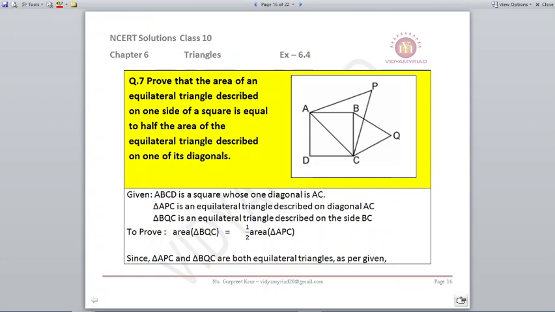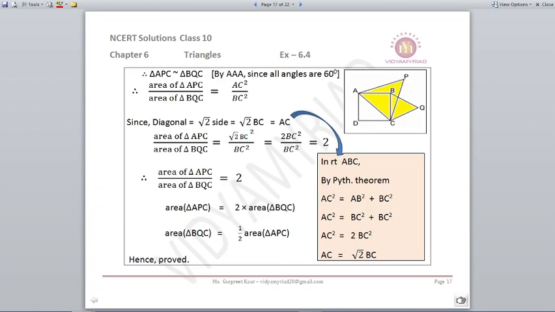We are already told triangle APC and BCQ are both equilateral triangles, which means they both are similar triangles. All the angles will be 60 degrees by AA criteria, which means their areas will be in the ratio of the square of the corresponding sides. So we can say that area of triangle APC upon area of triangle BQC will be equal to AC square upon BC square. So what are AC and BC? They are the bases of those triangles. So we have AC square upon BC square. Can we relate AC and BC? Yes, we can.